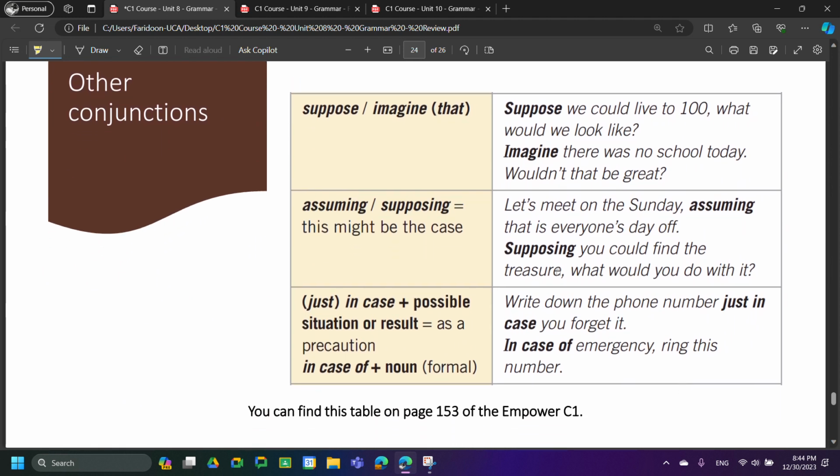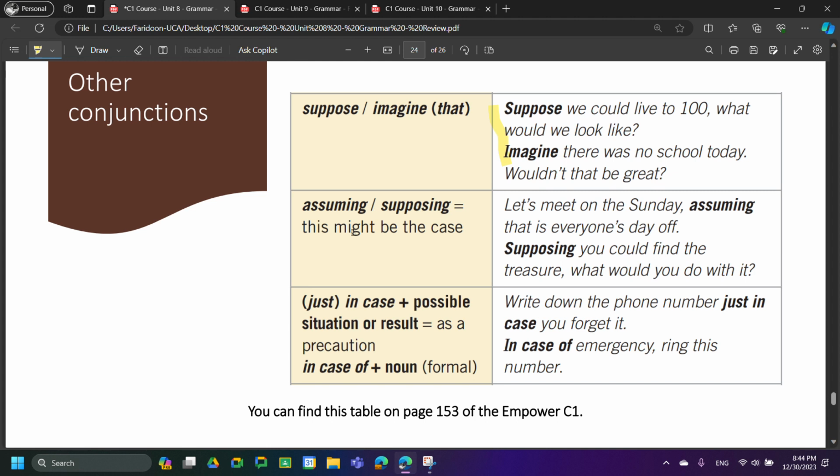Okay. Some other conjunctions too, using suppose or imagine that. Okay, for example, suppose we could live to 100, what would we look like, right? And imagine there was no school today. Wouldn't that be great? So these ones are more of an unreal conditional style.